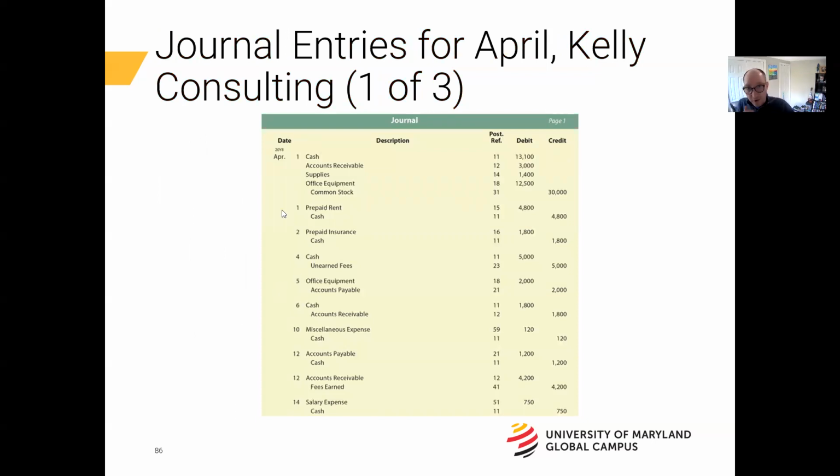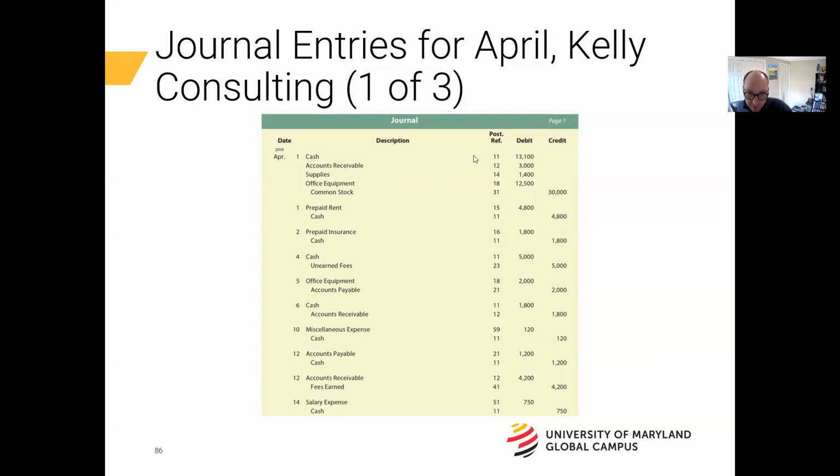These are our journal entries that we made for the month of April. As you can see, each journal entry has a date, the respective accounts that have been affected for those transactions, and our debits always equal our credits. You can see this first transaction, there's a lot of stuff happened here, right?